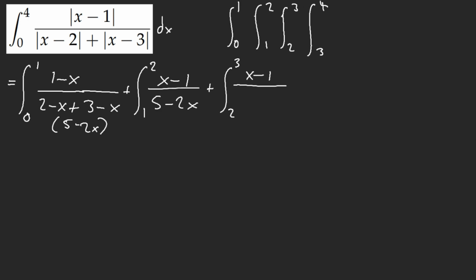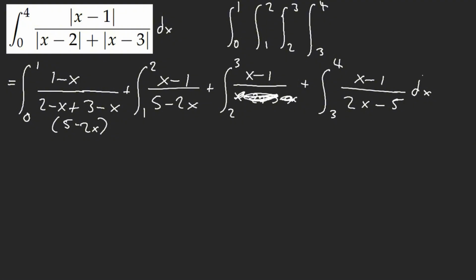And now from 2 to 3, we see that at 2.5, this is positive, but this is negative. So we have x minus 2 plus 3 minus x. So this can cancel out, and we're left with 1. Oh okay, beautiful. I don't have to deal with that now. Okay, but here, from 3 to 4, if we plug in 3.5, everything's positive. So we have x minus 1, we have 2x minus 5. Okay.